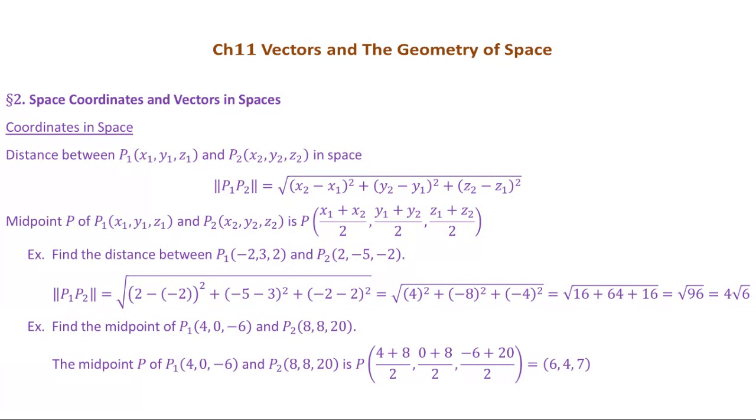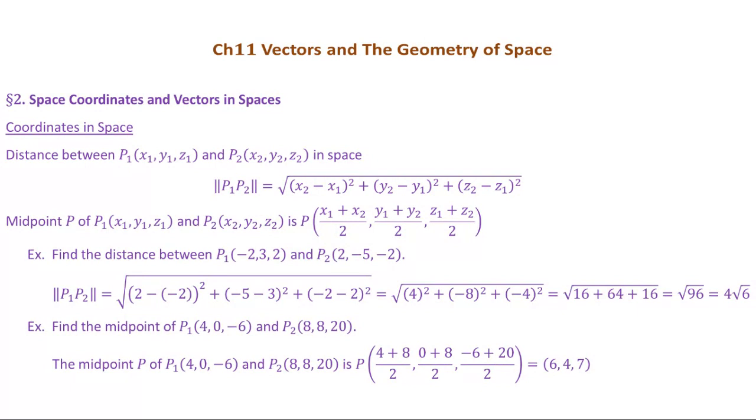You can also find the midpoint of 2 points easily by using the formula given here. So here we got 2 points p1, (4, 0, -6), and p2, (8, 8, 20). So we want to find the midpoint of those 2 points. So we just take the average of the components of the coordinates of these 2 points. So that's 4 plus 8 over 2, 0 plus 8 over 2, negative 6 plus 20 over 2. So x1 plus x2 over 2, y1 plus y2 over 2, z1 plus z2 over 2.